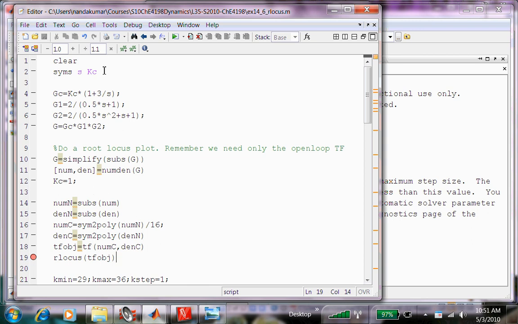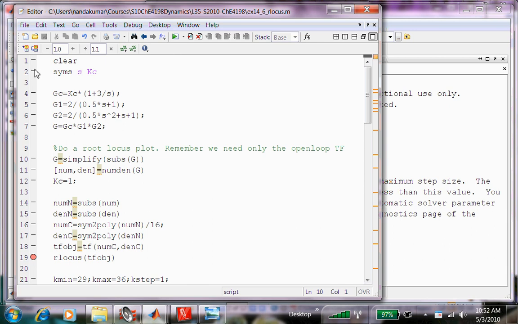Initially, Kc is a symbol. At line 2, Kc is defined as a symbol. So in line 4, Kc will remain as a symbol, so Gc will remain as a symbolic expression. And in line 10 also, I will show you, Kc will remain as a symbol in G. Only in line 12 am I defining Kc to be 1, and then subs will substitute. I do mean it at line 14, but not in line 10. In line 10, it is redundant. That was the question, what is it doing in line 10? It's not really doing anything.